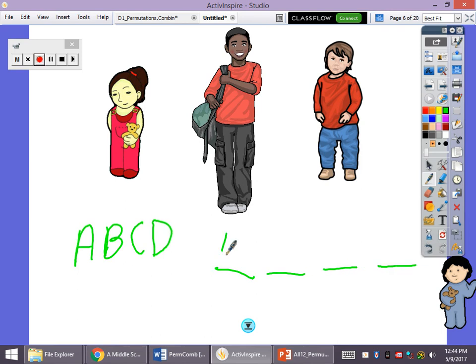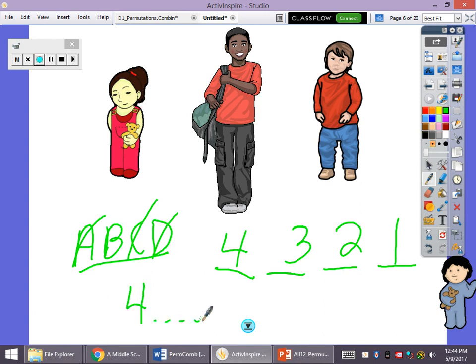4. I chose the letter C. How many letters now? 3. I chose A. How many? I chose D. How many? 1. Notice, I began with 4, and I worked all the way down to 1. So this is 4 factorial. And this happens to be 4 times 3 is 12, times 2 is 24. Okay? Factorial is when you take the number and you keep decreasing it.